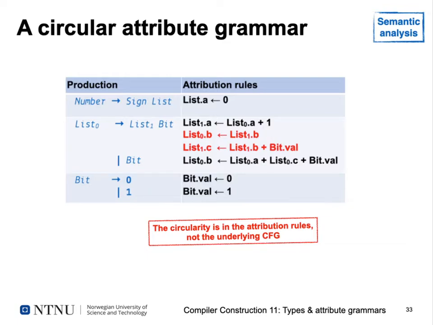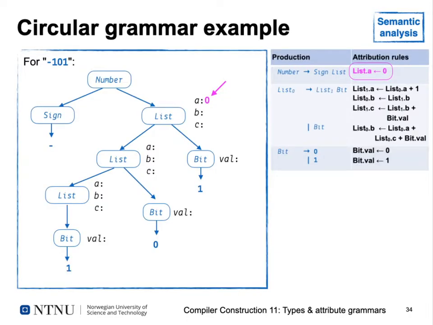What's important to know, there is no circularity in our context-free grammar describing the structure of a language. The circularity is only contained in our attribution rules and not the underlying control flow graph. So let's take a look at the example for this circular grammar. So again, we have our example -101.